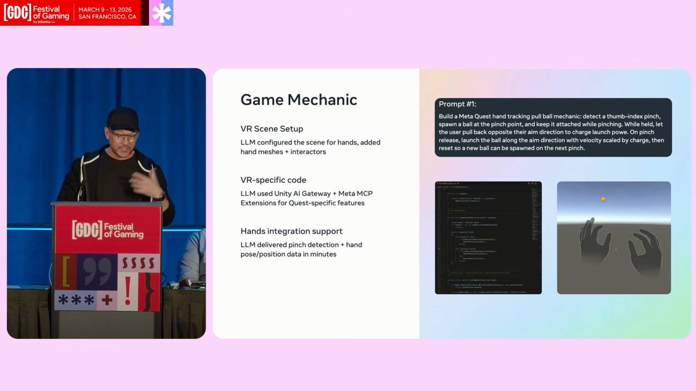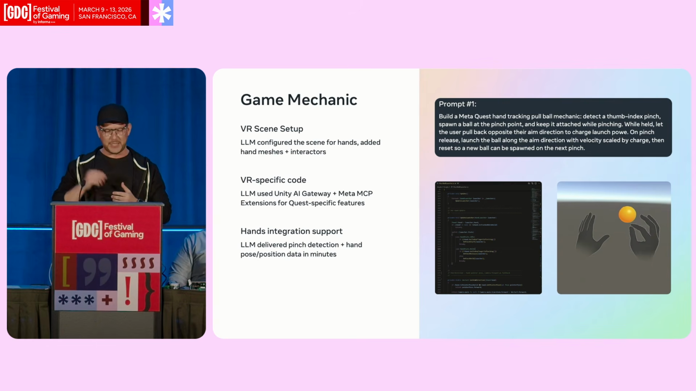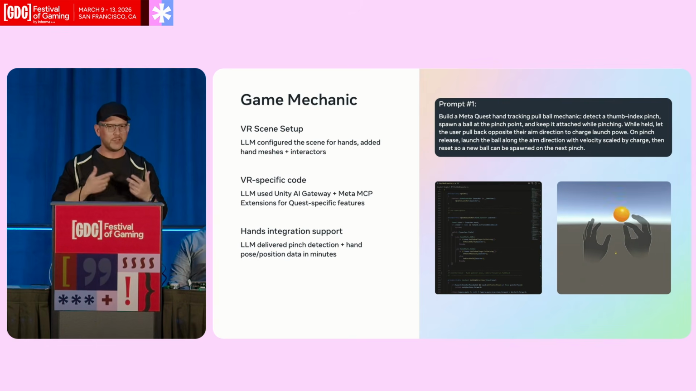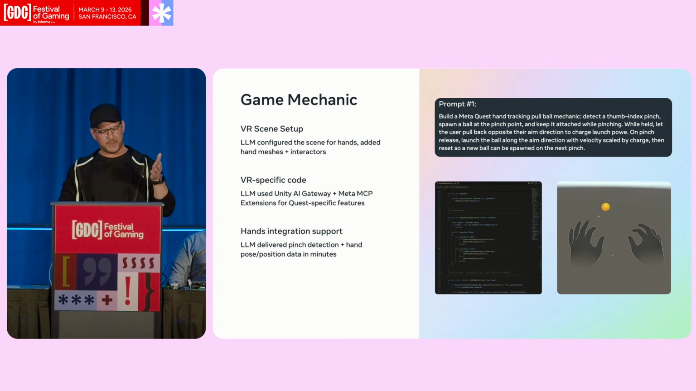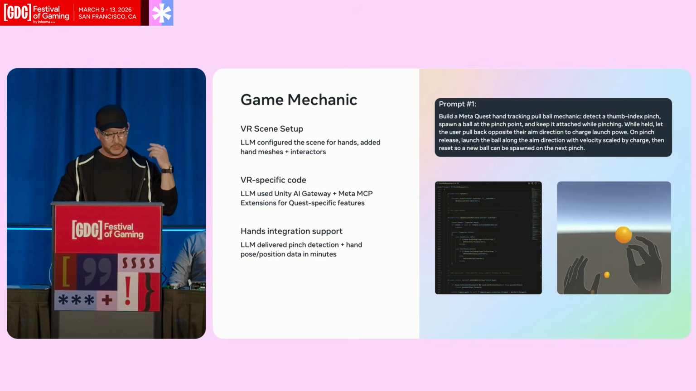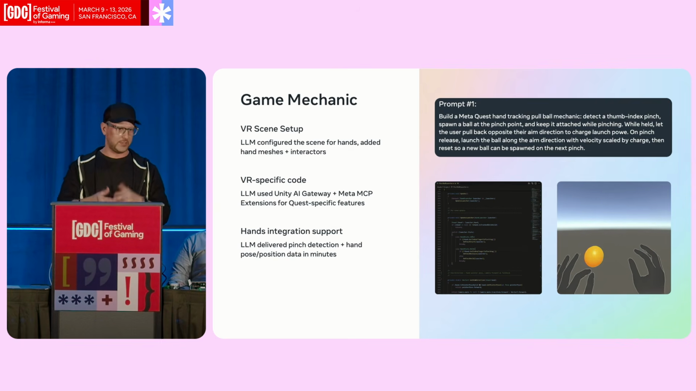So in this case, I said, can you build a MetaQuest tracking pull ball mechanic to detect the thumb index pinch? So I kind of knew what I wanted to implement, so I described it. And this was the first iteration, right? I already have a VR scene set up, which I did before. I have VR-specific code that I'm going to be creating based on this new prompt.